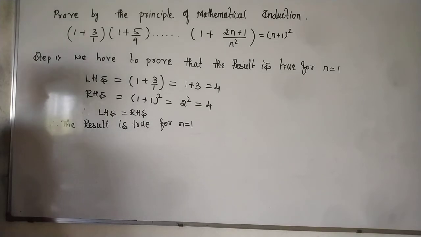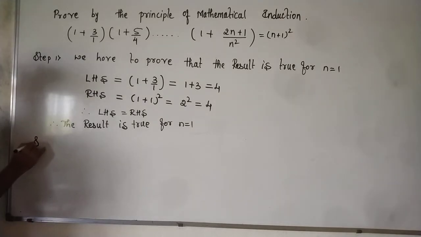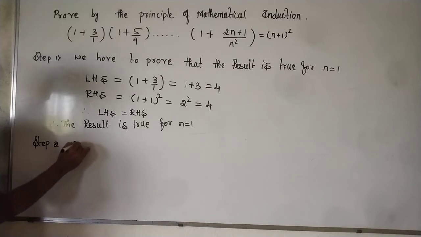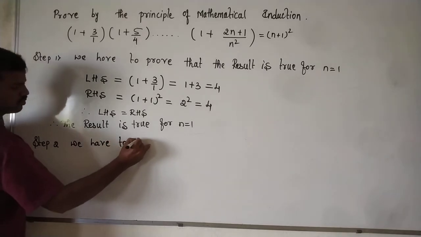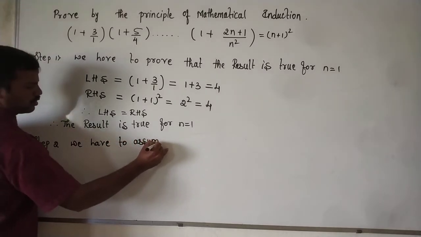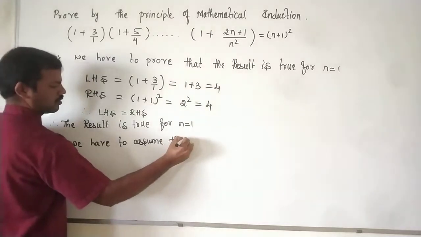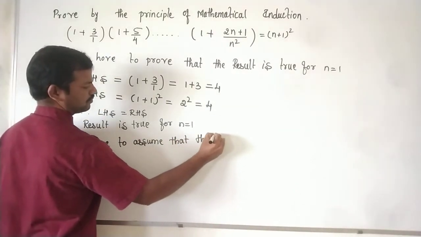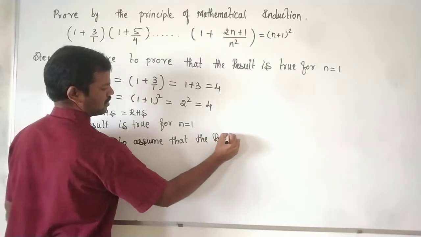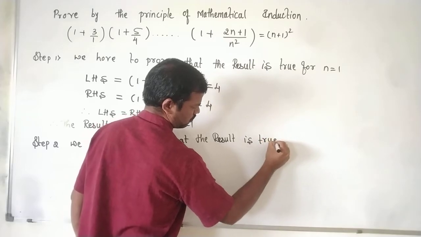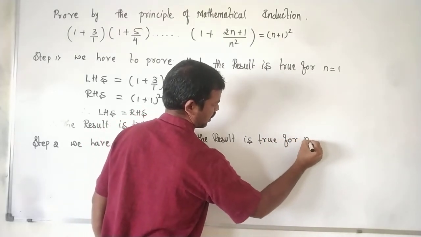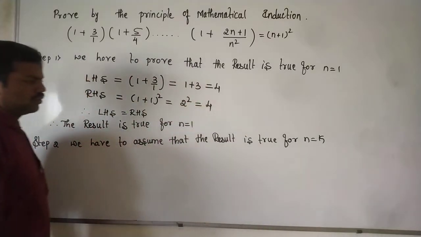So the next step, step 2, we have to assume that the result is true for n equal to k.